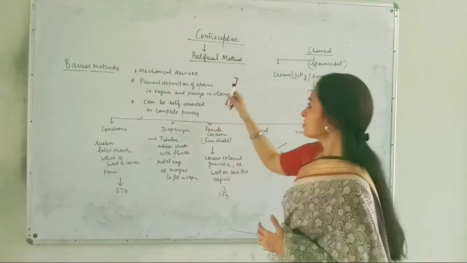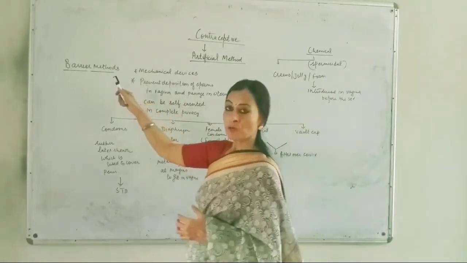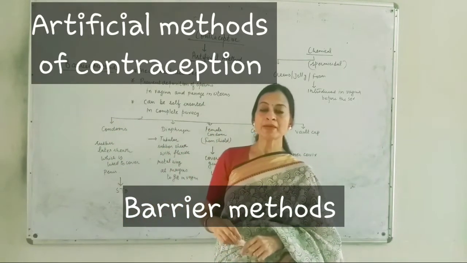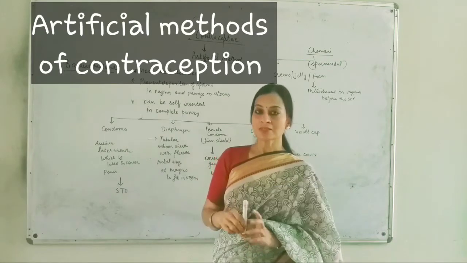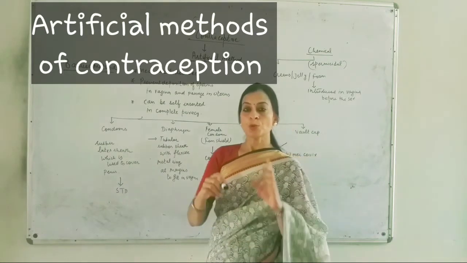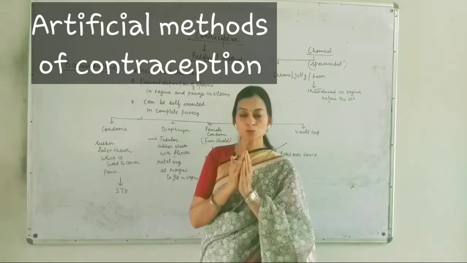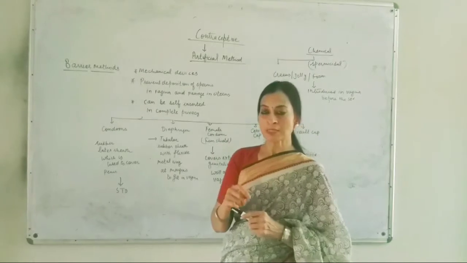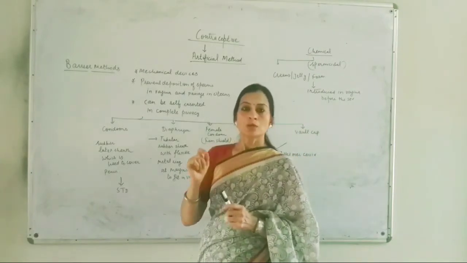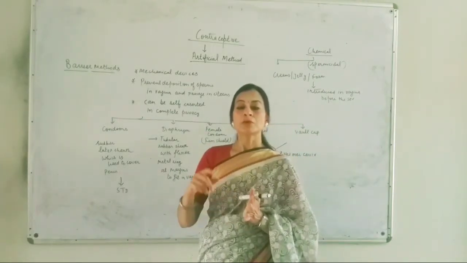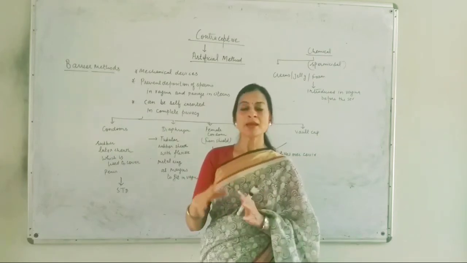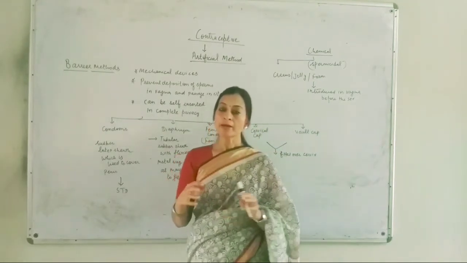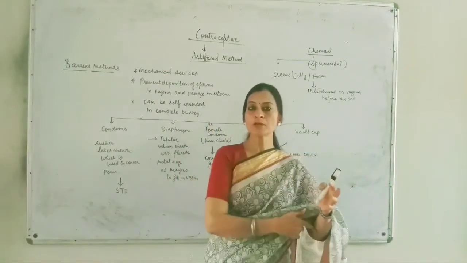So in the artificial methods, first of all we are going to discuss the barrier methods. Why are we calling them barrier methods? Because these methods act as a barrier for sperms. Before discussing the artificial contraceptive methods, we should know the reproductive system of male and female. We should have learnt the structures and the functions of various parts of the reproductive system.